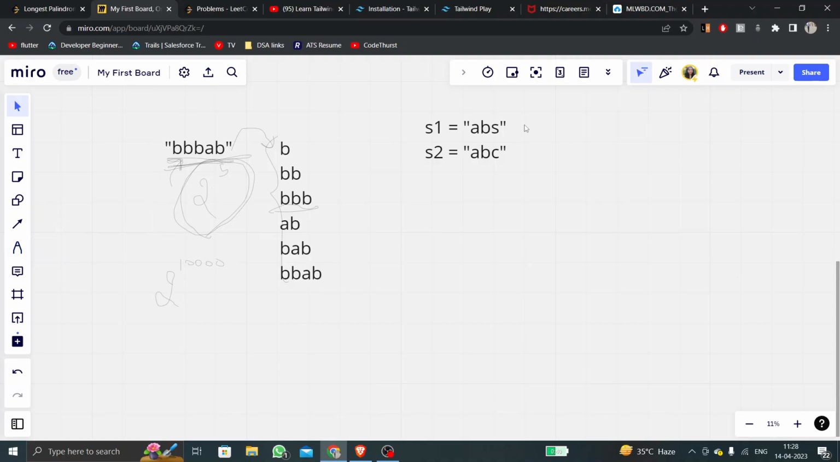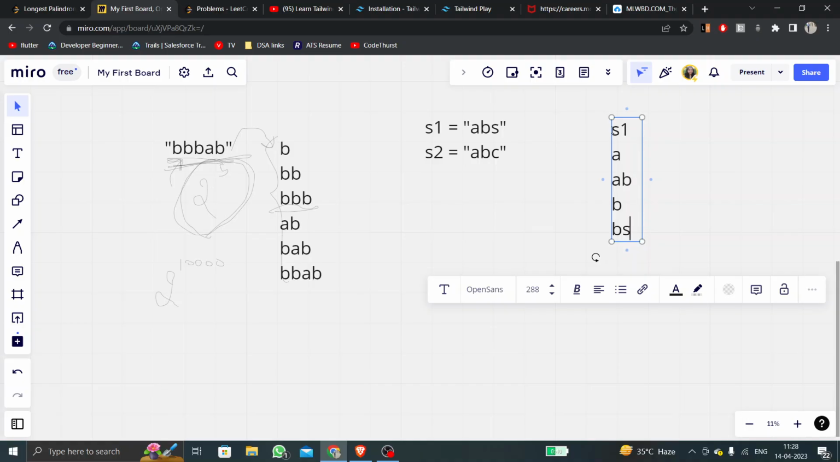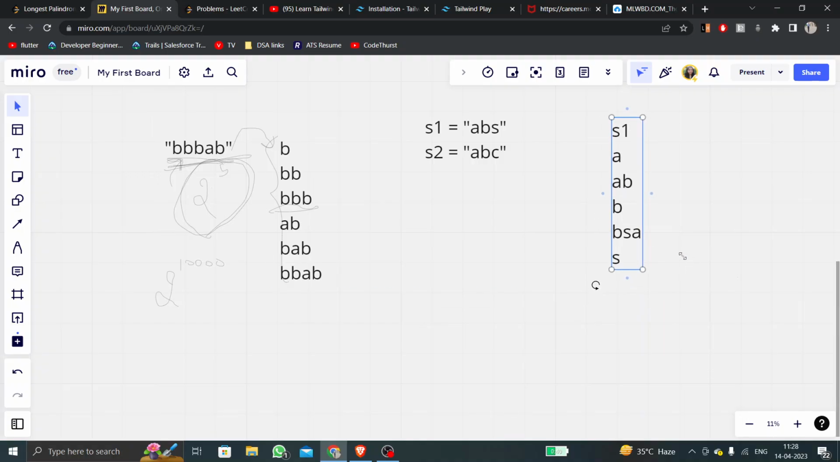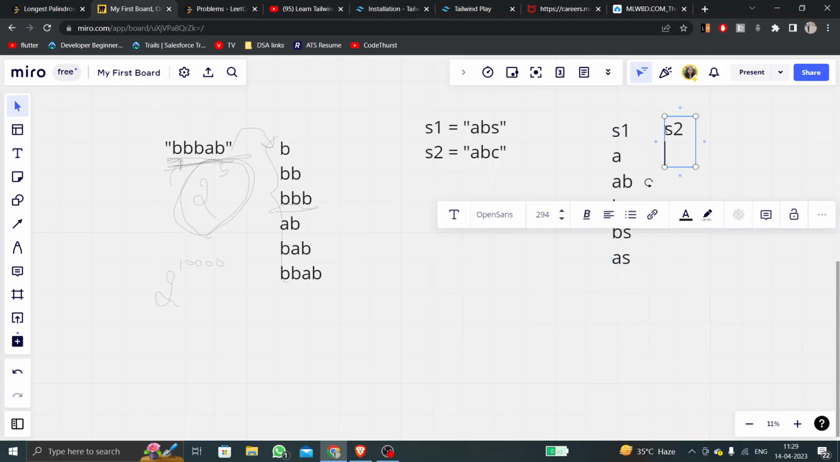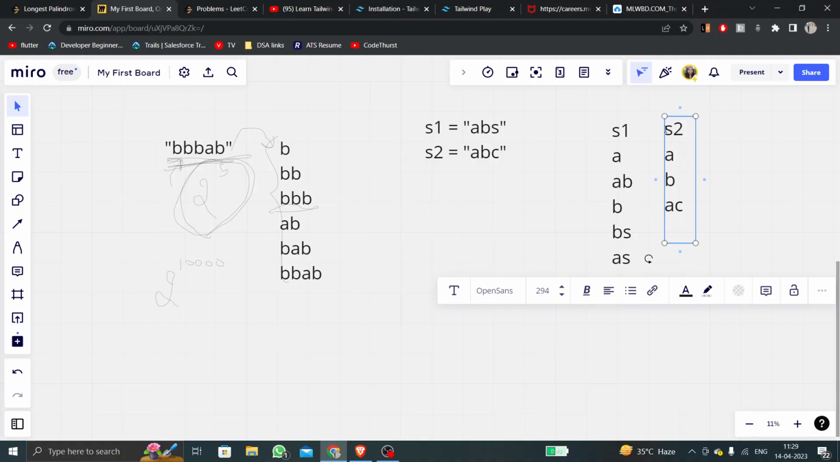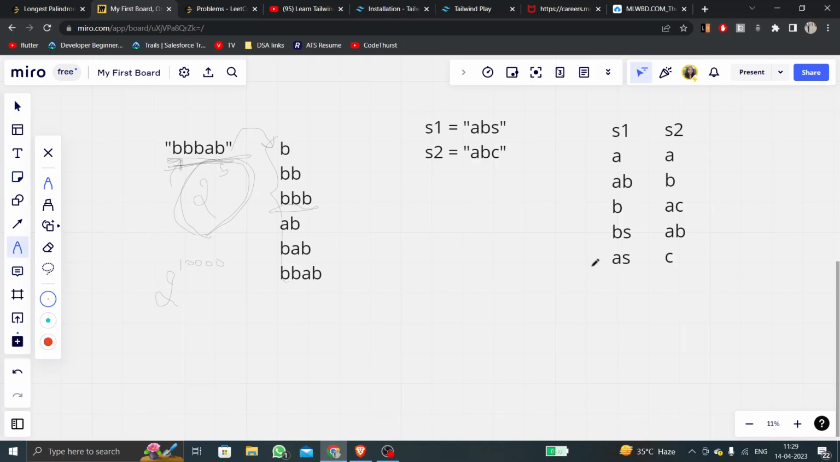So a few of the subsequences which can be formed out of string 1 are A, B, BS, AS, and a few of the subsequences which can be formed out of string 2 are A, B, AC, AB, C. You see here AB is common.